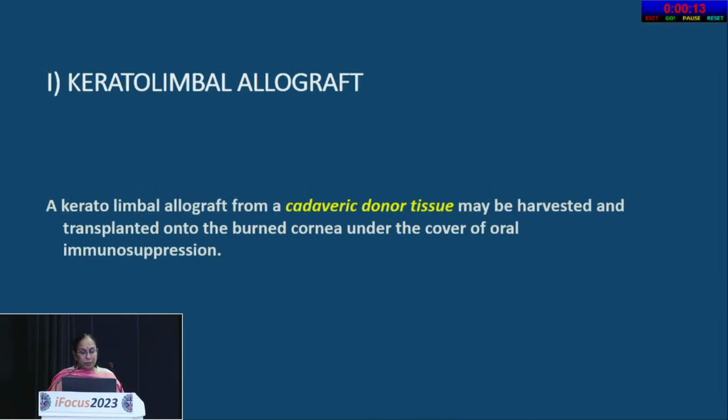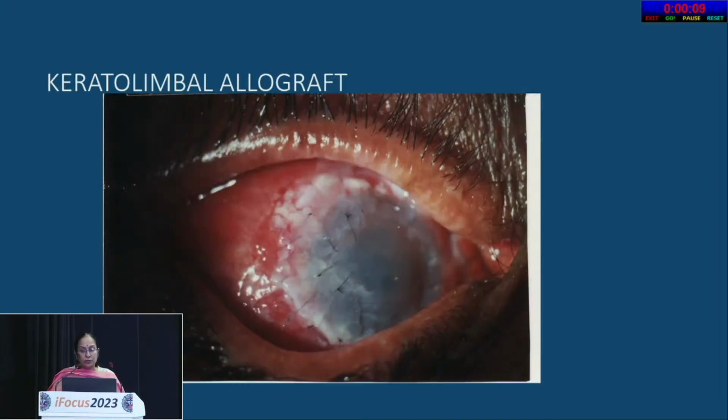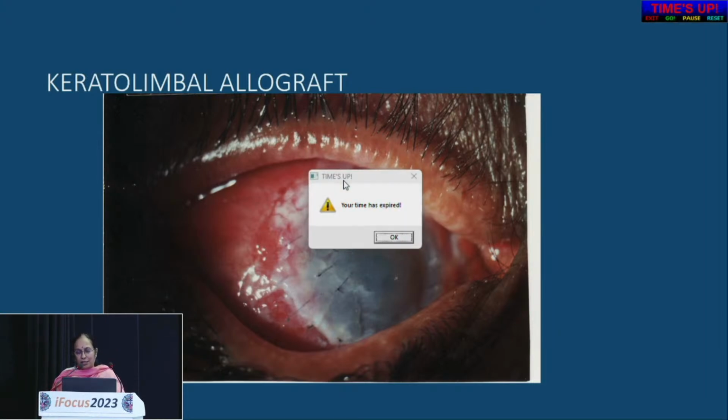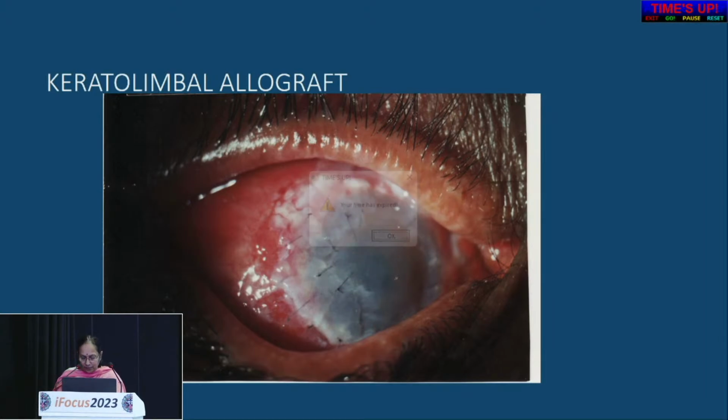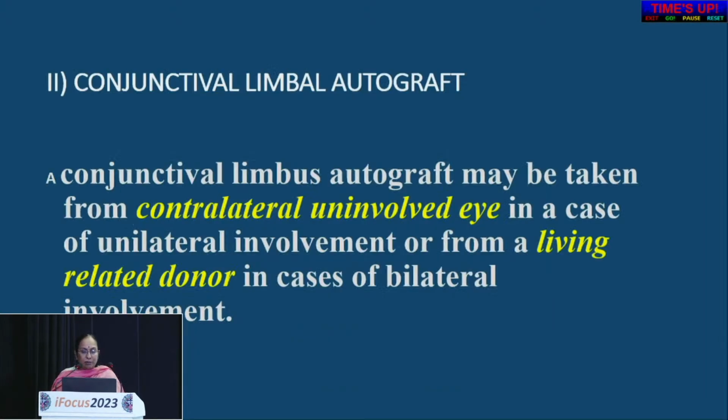When I just learned from sir and came back, that time there was no SLET and no allo-SLET. So I have done a keratolimbal allograft. This was way back 20 years ago. Did not know that he had to be immunosuppressed, and he actually failed. Or rather knew it, and the other colleagues were a little scared, and they did not allow me to give immunosuppression. So it was my fault, it failed.